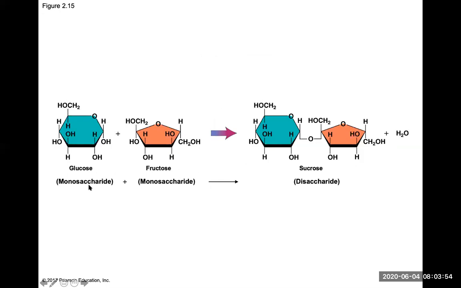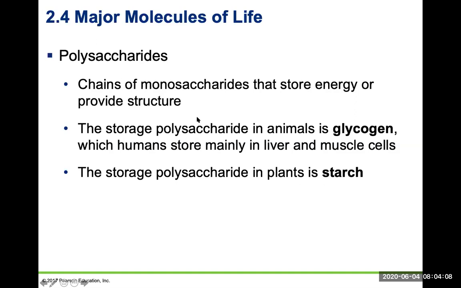This is showing how one monosaccharide can join with another monosaccharide to create a disaccharide. So one glucose plus one fructose equals sucrose, a sucrose disaccharide. Polysaccharides, again, poly means many. These will be chains of monosaccharides that store energy and provide structure.